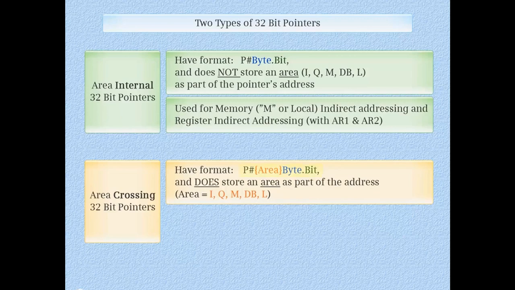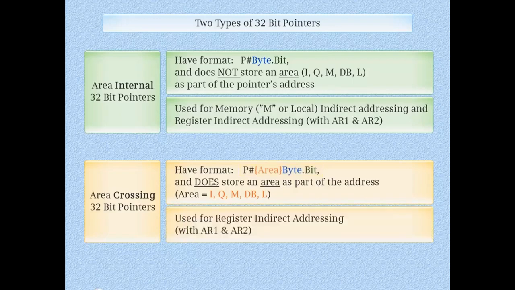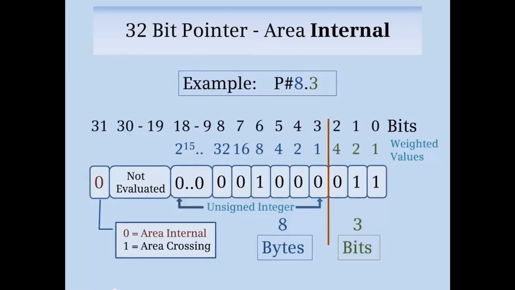32-bit area crossing pointers have the format P#area byte address.bit address, and do contain the area as part of the pointer's address. Area crossing pointers are used for register indirect addressing with AR1 and AR2. The P# causes the ones and zeros to be formatted such that bits 0 through 2 correspond to the bit address and bits 3 through 18 correspond to the byte address, which is stored as an unsigned integer.